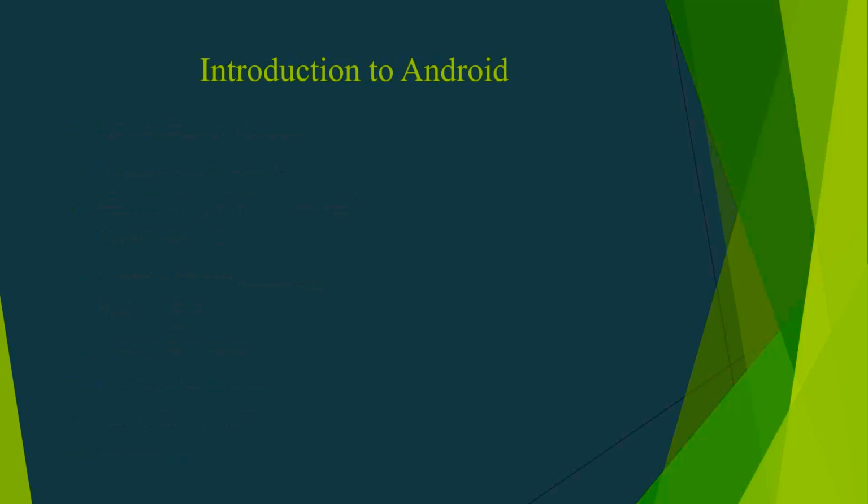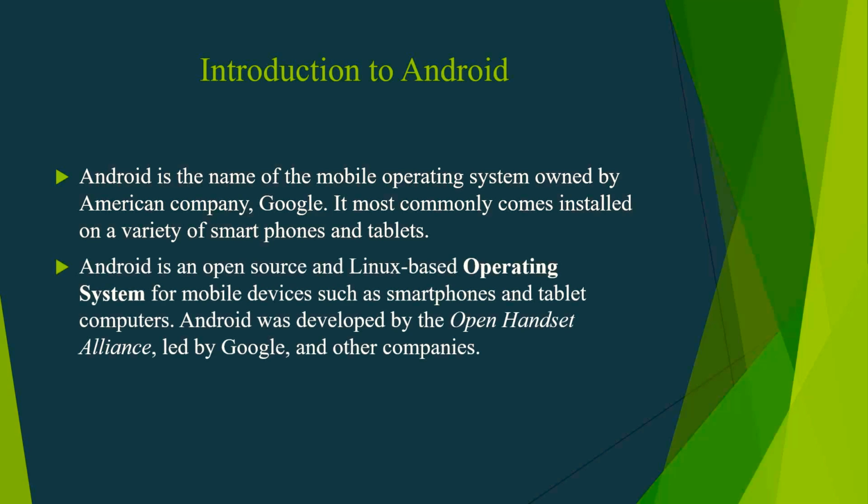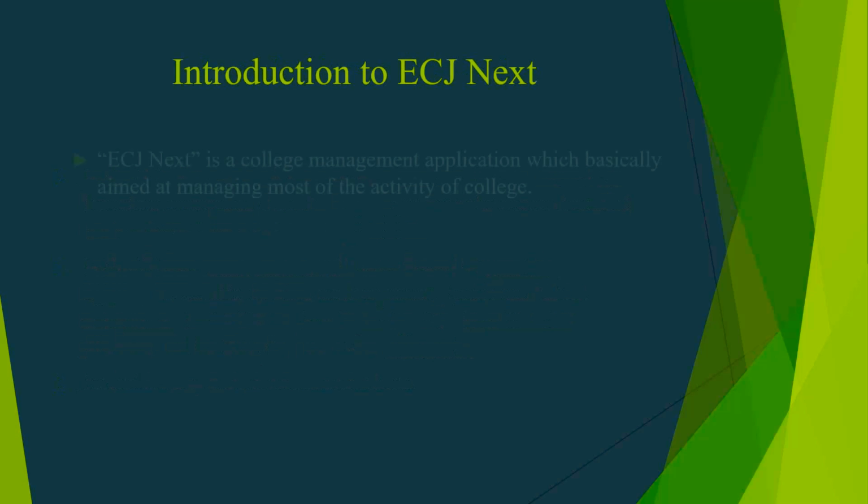First we start with introduction to Android. Android is the name of a mobile operating system owned by the American company Google. It most commonly comes installed on a variety of smartphones and tablets. Android is an open source and Linux based operating system for mobile devices such as smartphones and tablet computers. Android was developed by the Open Handset Alliance led by Google and other companies. Android has a Dalvik virtual machine. Just like Java has JDK, Android has ADK.